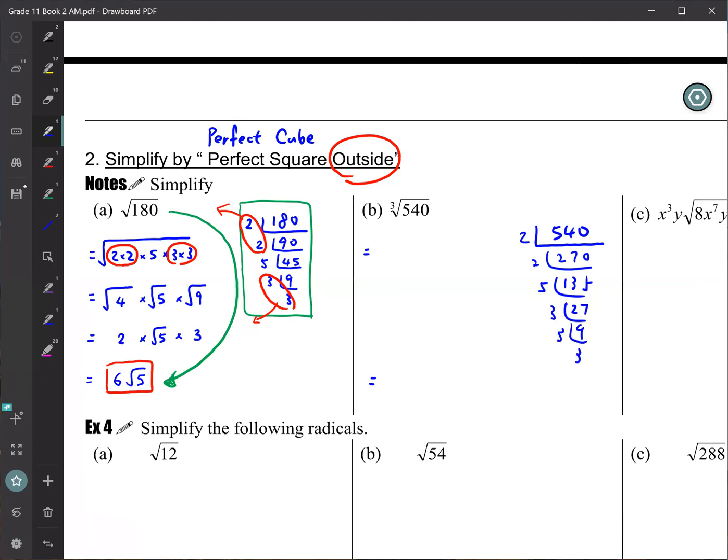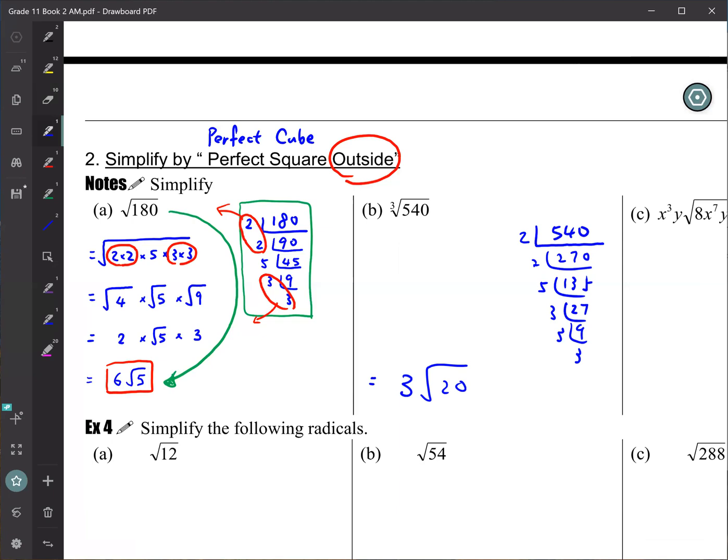And Nathan, what's your final answer then? Is it like 3 on the outside and 20 on the inside? 20 on the inside, and then? And like a square root around the 20. Like that? Yeah. Okay.